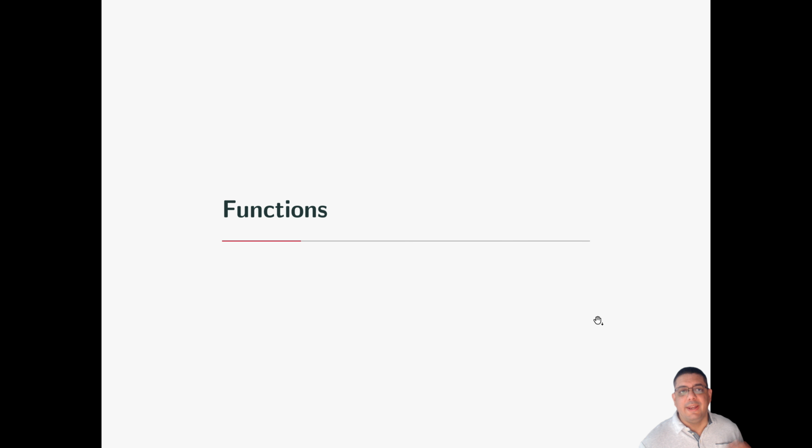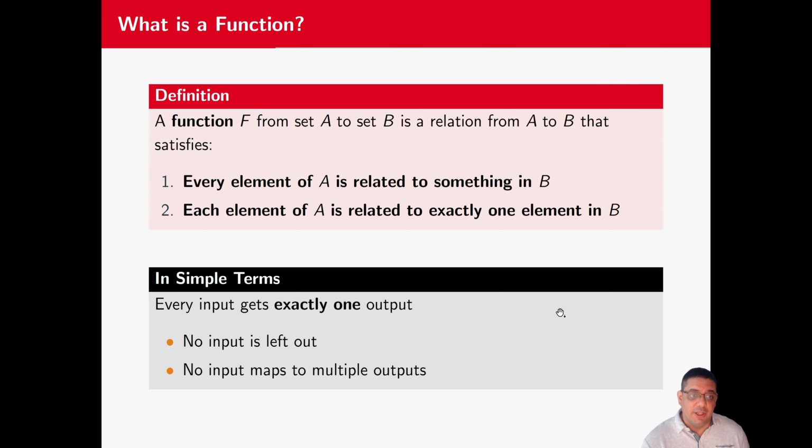Now, one natural consequence of relations is going to be functions. So a function is now going to be a relation from the set A to the set B that satisfies a couple of conditions. The first one is that every element of A is related to something in B, and that each element of A is related to exactly one element in B. We didn't have this before. We just had whatever was in the relation, but now for functions, we're getting very specific conditions. So in simple terms, every input gets exactly one output. No input is going to be left out, and no input maps to multiple outputs.